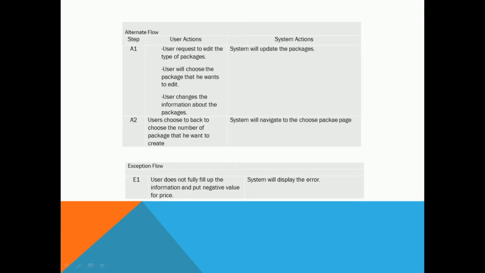Alternate flow, there are A1 and A2. A1, the user requests to edit the type of package. The user will choose the package that he wants to edit. The user changes the information about the package, and then the system will update the packages. A2, the user chooses to go back to choose the number of packages that he wants to create. The system will navigate to the choose package page.